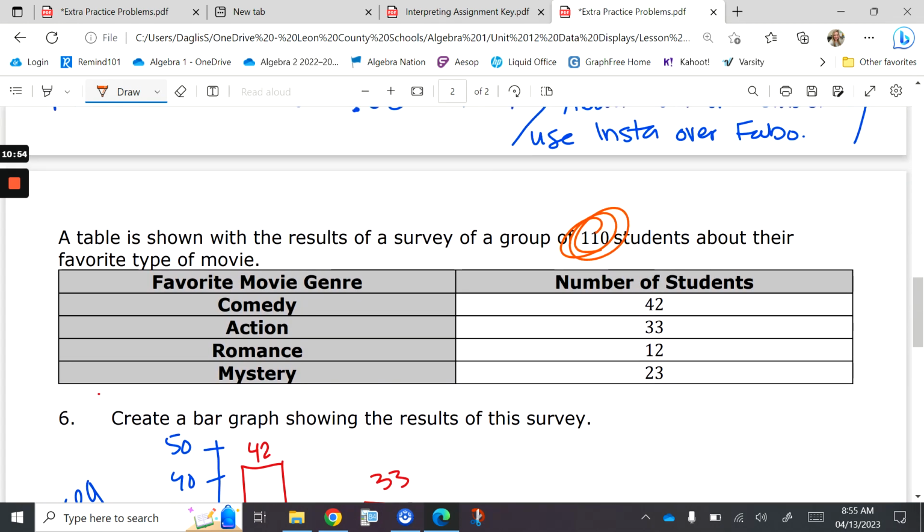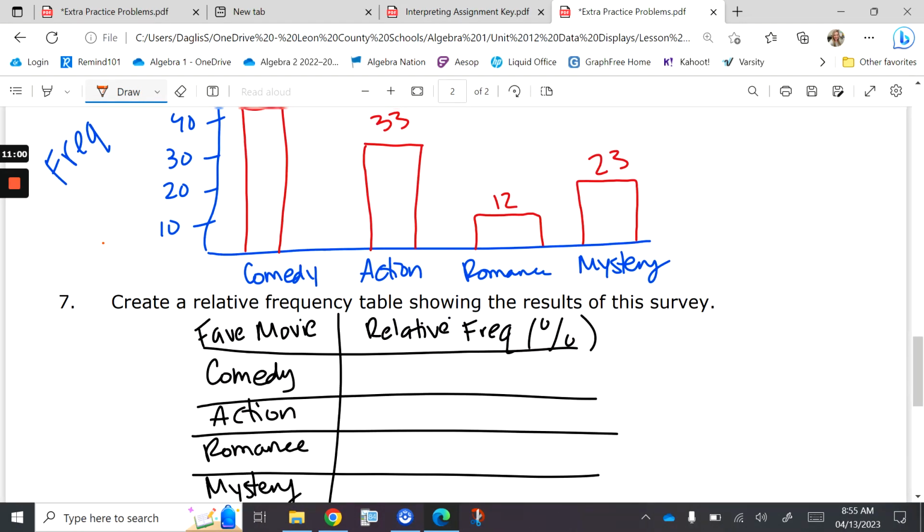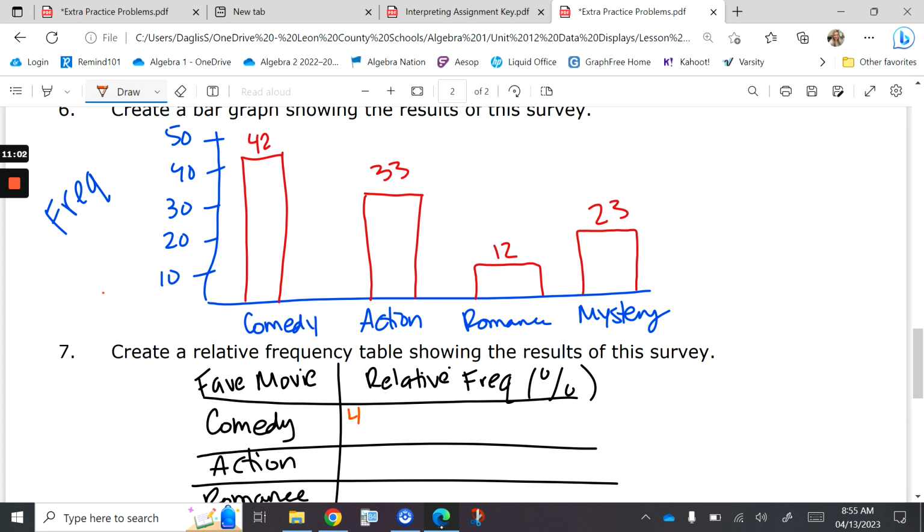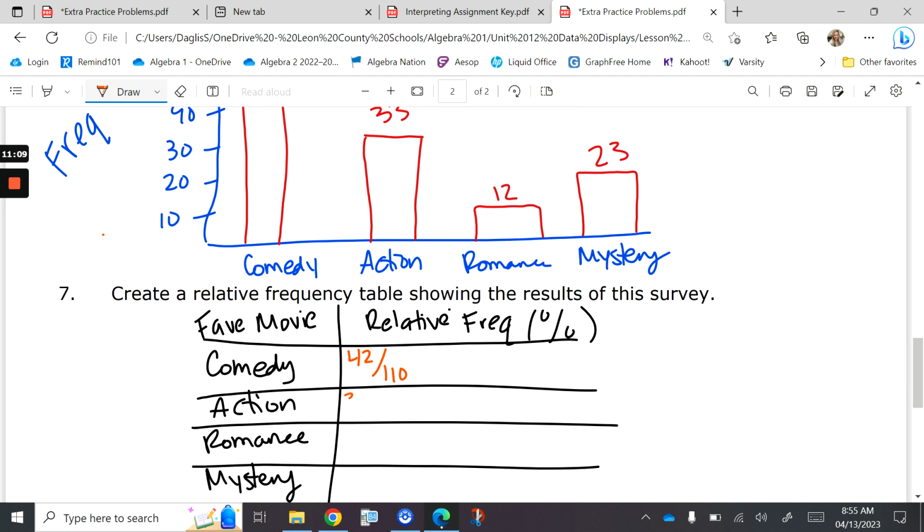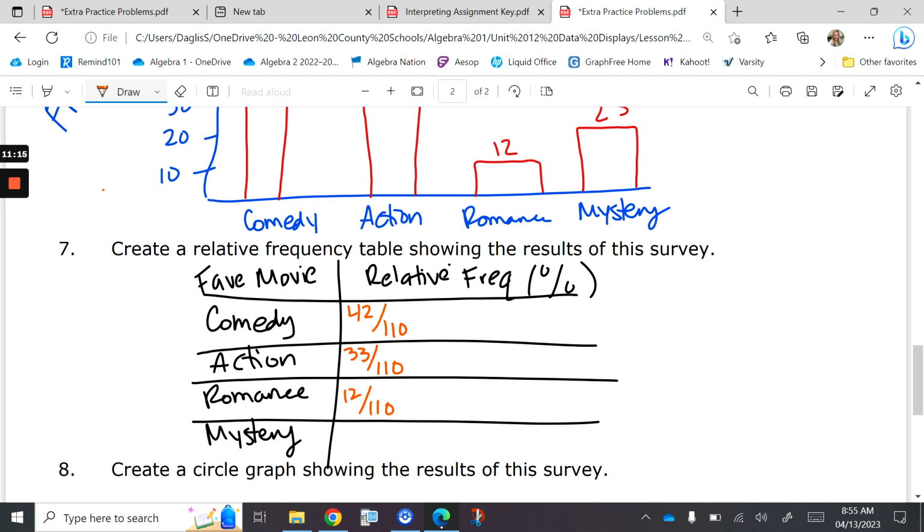110. So we're going to take each of my results in my frequency table and we're going to divide them out of 110. Because 42 out of 110 students said comedy, right? 33 out of 110, 12 out of 110, and 23 out of 110. So that's how we set them up. We're going to divide it out of the total.